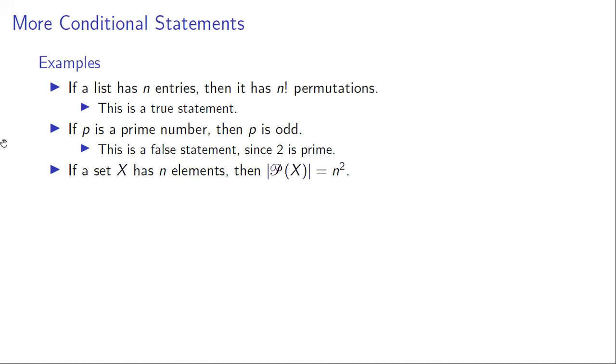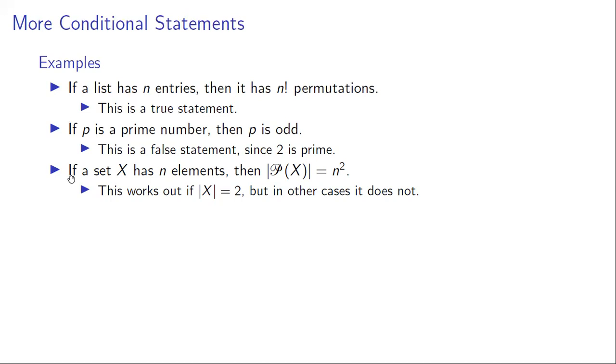One more: if a set X has n elements, then the cardinality of the power set of X is equal to n squared. Now, is this statement true? So this works out if the cardinality of X is equal to 2. If the cardinality of X is equal to 2, then the cardinality of the power set of X will be 4. So that's 2 squared. So that works out, but it only works out there. In other cases, it does not work out, right? If the cardinality of X is 3, for example, it doesn't work out.